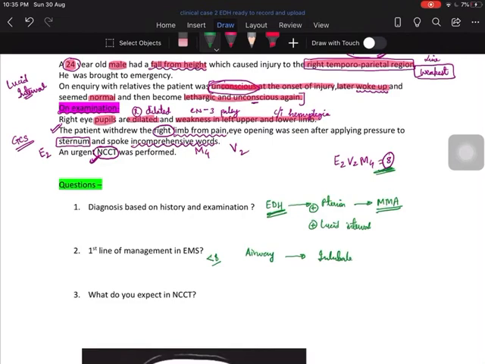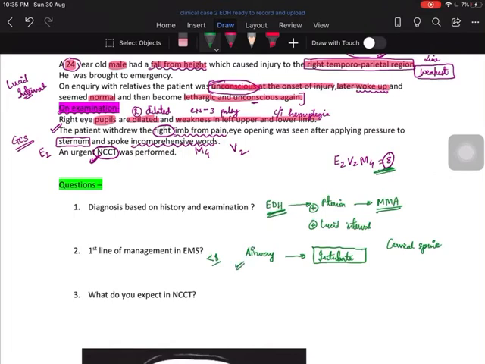You should intubate the patient and secure the airway, and this should always be done after cervical spine stabilization. If, on examination, after a proper log roll and examination of the cervical spine, there is no cervical spine abnormality or injury, you will secure the airway by intubation. Okay, what do you expect from the NCCT?